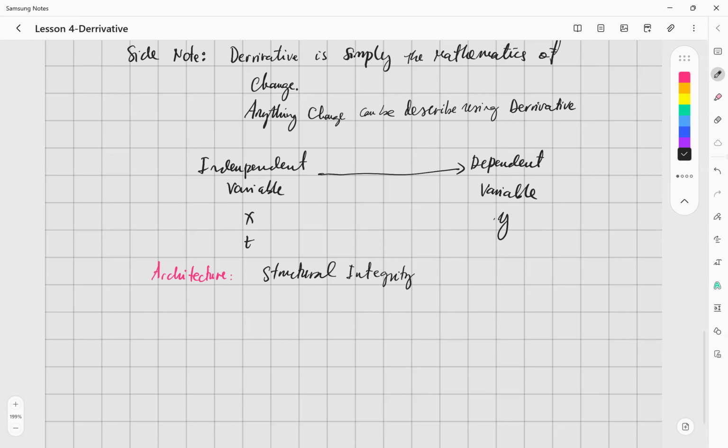Understand? So for example, structural integrity is represented by the symbol Y. So this is your dependent variable.